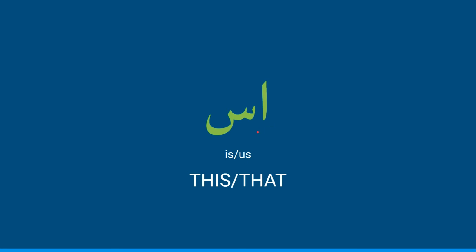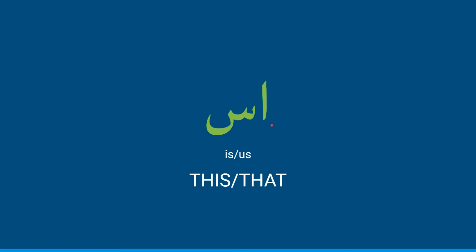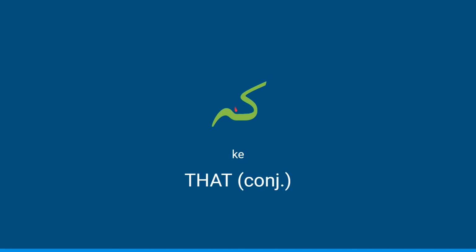Is or us. So this word has two pronunciations depending on the diacritic that is used with it. But usually we don't put the diacritic, that's why I did not write the diacritic. So is would mean this and us would mean that. Is this, us that. Ke, that.